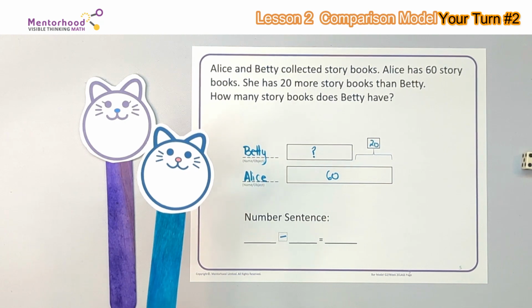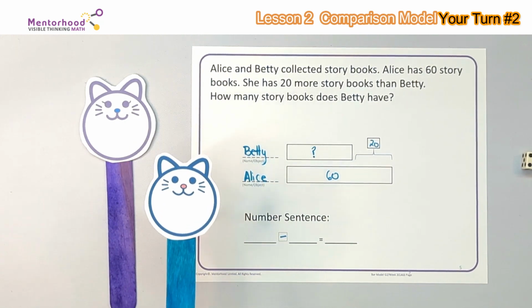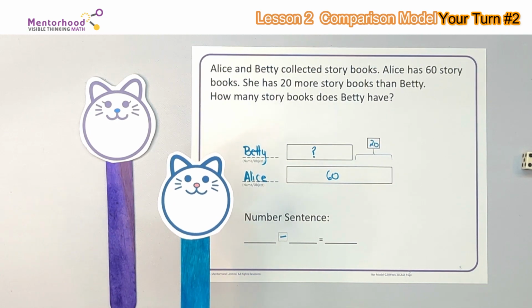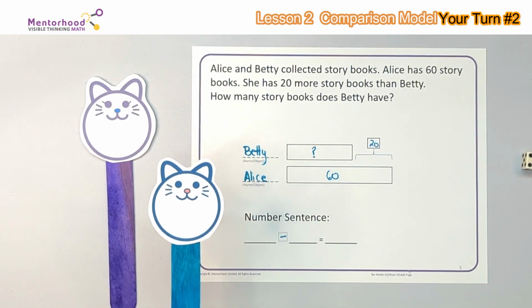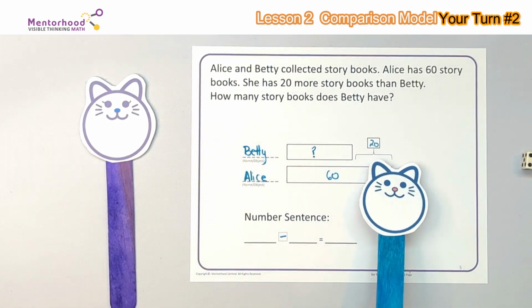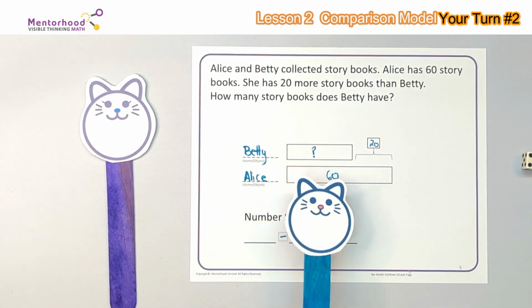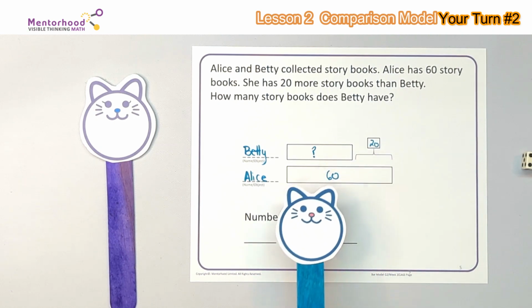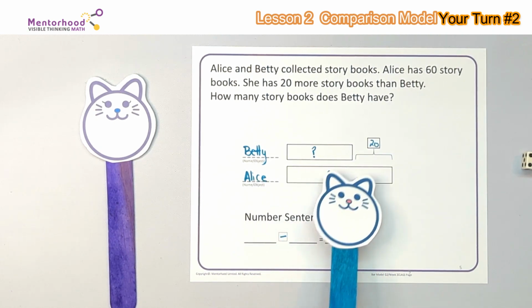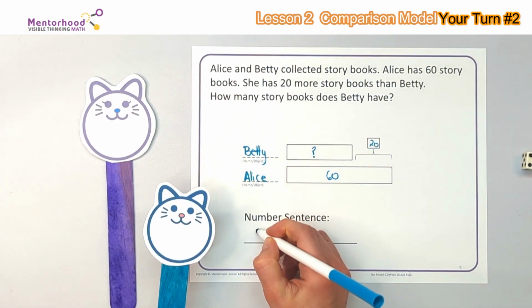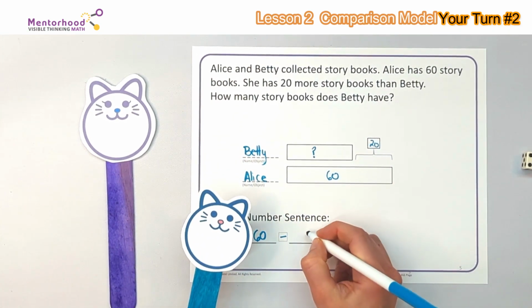Okay, now what is my number sentence going to be? What two numbers do I have to subtract? I'll give you a hint. It's not 20 minus 60. Of course not. It's 60 minus 20, because you've got to take the bigger one minus the smaller one to get the smaller box. 60 minus 20.